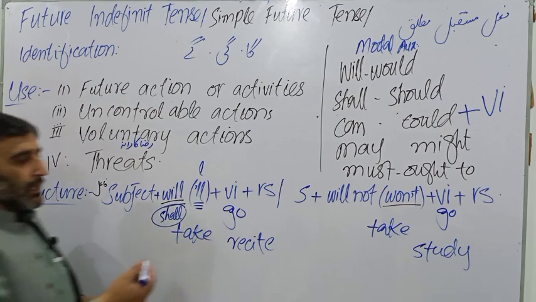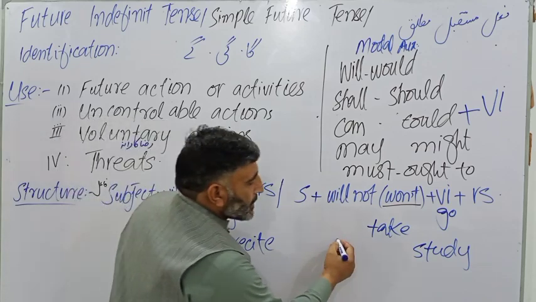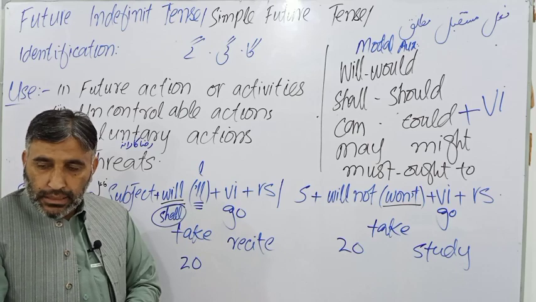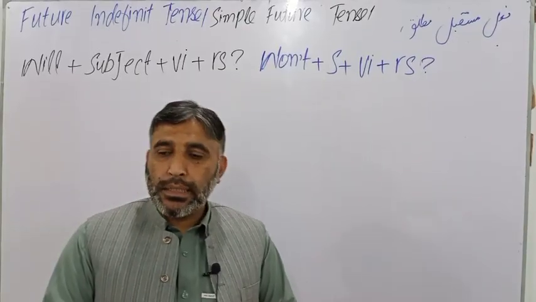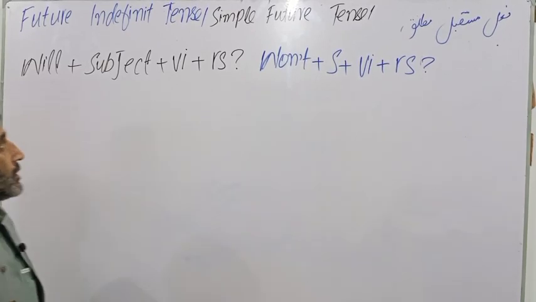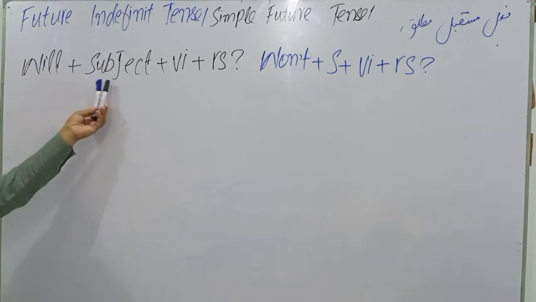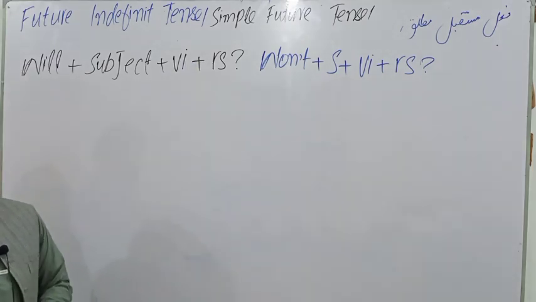I think you will have learned the positive structure of this tense. It will be better to write 20 positive sentences in this formula and 20 negative sentences with will and won't and the verb first form, to learn this tense very well. Now, the interrogative or question structure of this tense, dear viewers: we use the auxiliary verb will at the beginning of the sentence, then the subject, then the verb first form, and then the rest of the sentence.